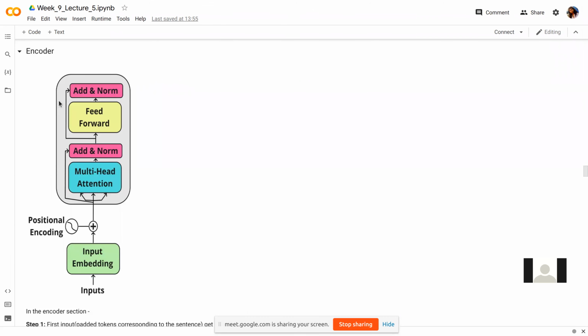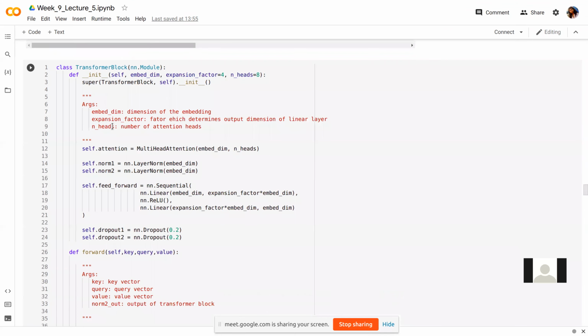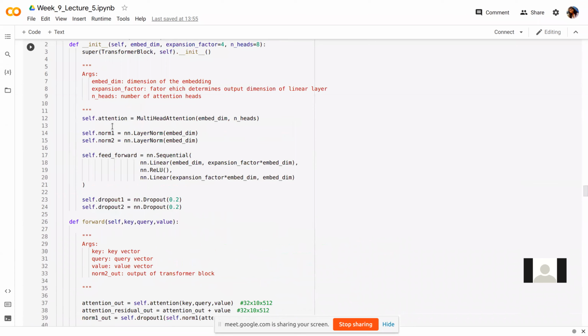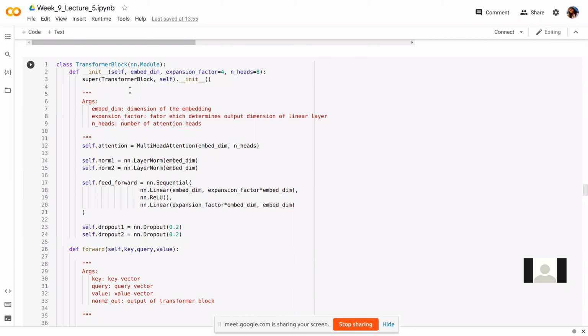Now, to implement this encoder, we have already done this multi-head attention. What is left is this entire architecture, which will now comprise this multi-head attention. We have already seen the add and norm layer and the feed forward layer. So the architecture of the transformer encoder is very simple. First, let's see what this transformer block is. We need an attention, the normalizations, and a feed forward layer.